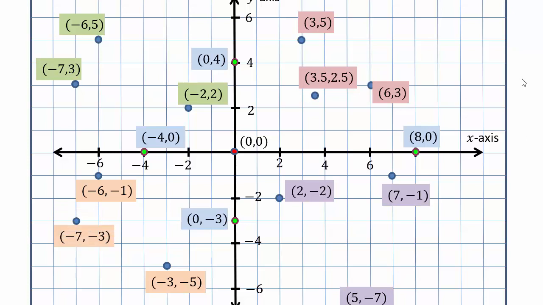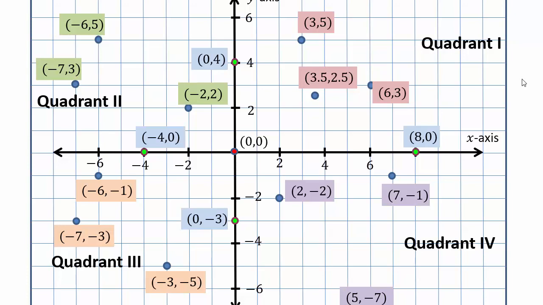Good. So now we know that our space in 2 dimensions can be broken into quadrants by the x and y axis. Quadrant 1 is where the x and y coordinates are both positive. Quadrant 2 is where the x coordinate is negative, y is positive. Quadrant 3 is where both x and y coordinates are negative. And quadrant 4 is x positive and y negative.